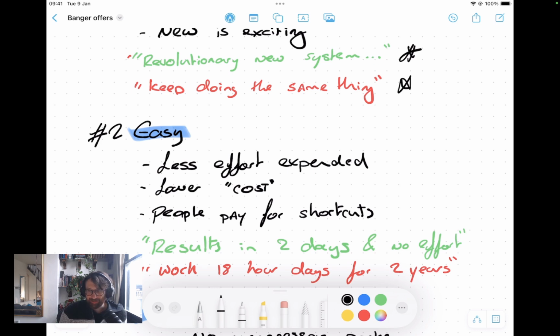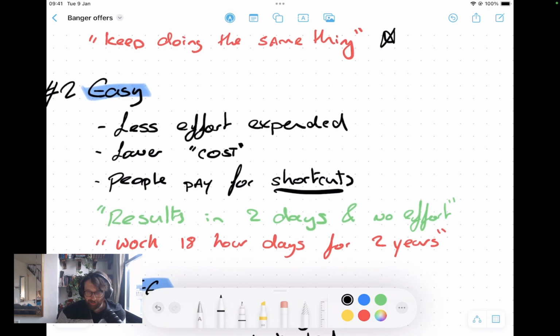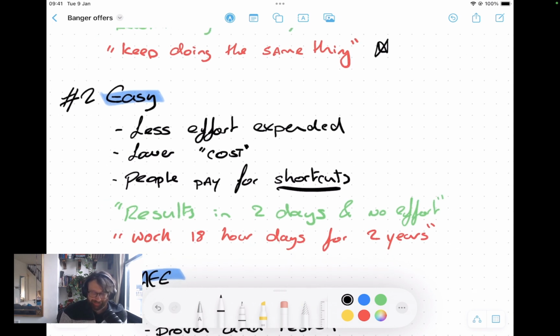Less effort expended, there's lower cost, there's lower sacrifice, there's less that you lose by doing this, because essentially people pay for shortcuts. Do you want results in 2 days with barely any effort, or do you want to work 18-hour days for 2 years for that same result? People want the easy option. So think about how you can build into your offer something that is an easy solution to get them to where they want to be. Really simple. Just make it easier for them.